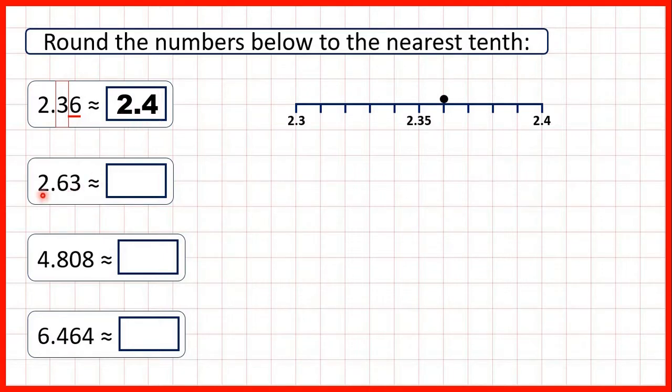Now we have 2.63. So to round to the nearest tenth, we find the tenths digit and look to the right, so look at our hundredths digit. We have a 3, and when we have 4 or less, we round down. So that means the digit that we've circled, so the tenths digit stays the same.